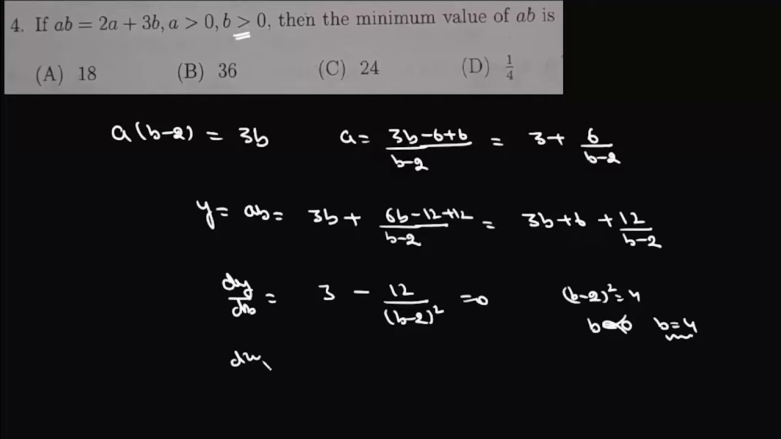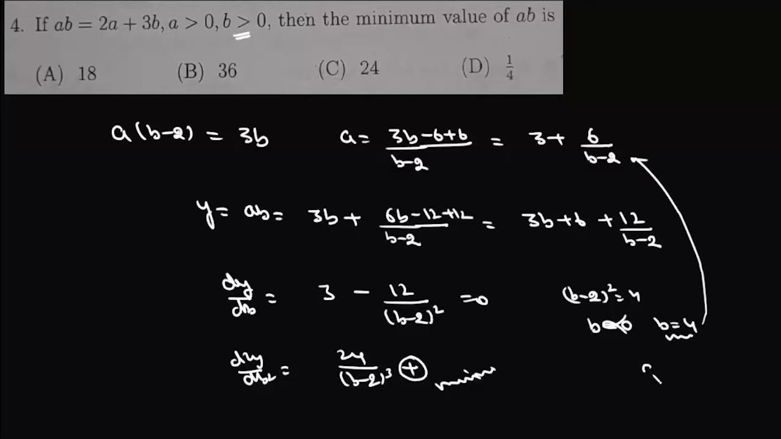And if we find d square y upon db square, that will be 24 upon (b minus 2) cube, where this value is positive. So that means this value will be minimum when b is 4. If b is 4 and we put it here, we'll get a as 6. So the minimum value of a into b is 24, and that's your option C.